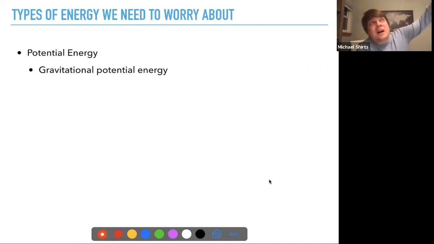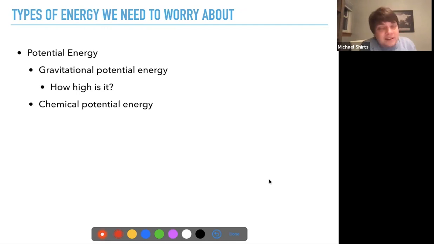If you have a pipe coming in up here and ending up down there, then it'll actually gain gravitational energy as it goes down. So that can matter. But we probably won't deal with it that much in this class. All that matters there is how high it is.